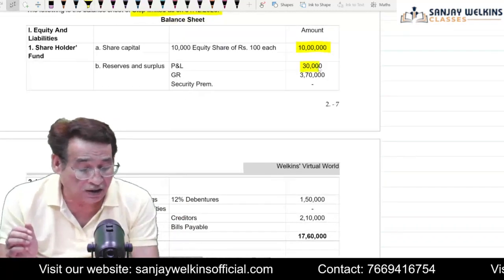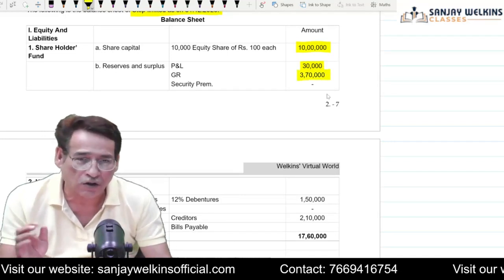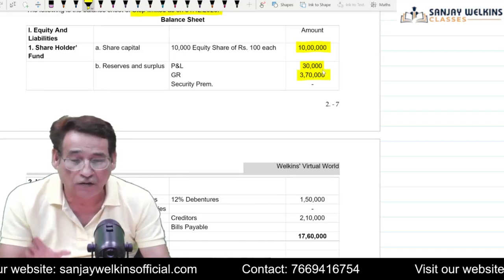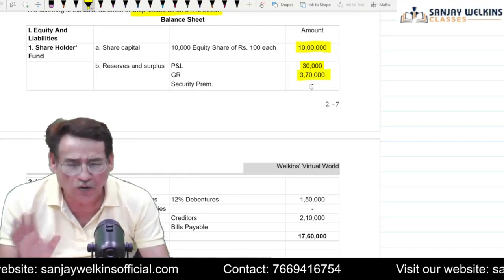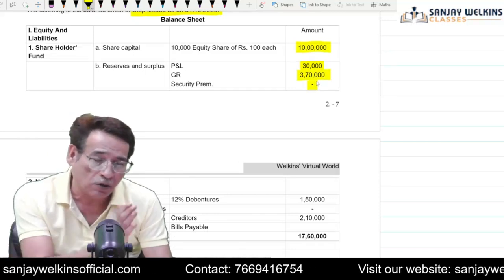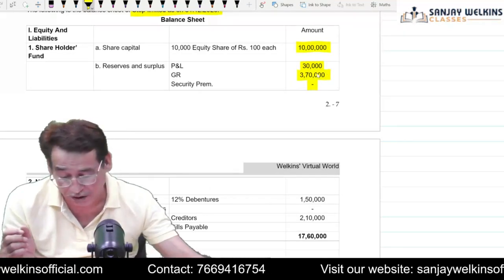Similarly, let us say there is general reserve and profit and loss account. There is no securities premium here. Both of these are free reserves, general reserve and profit and loss account, and if securities premium had been there, it would be included. All these things would be taken to the credit side of the shareholders' account. So we will transfer them to the credit side of the shareholders' account.